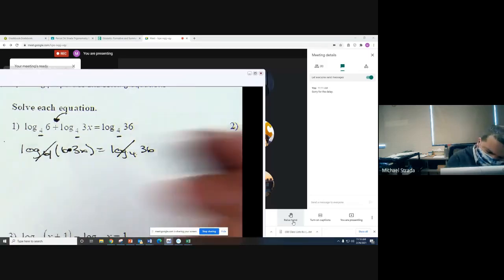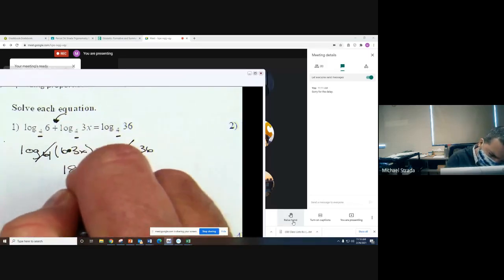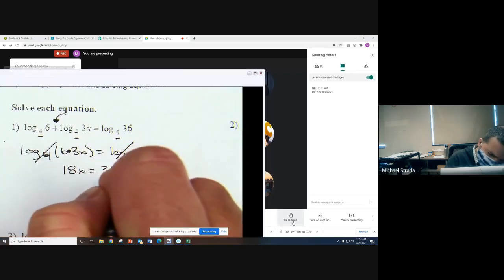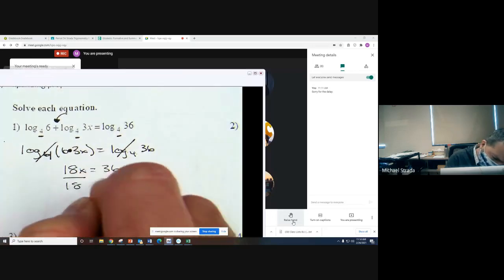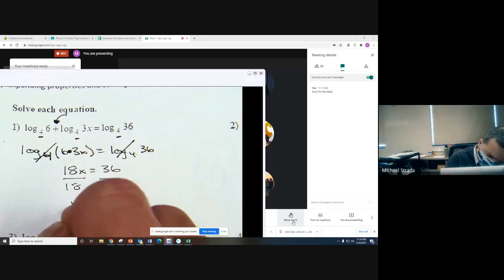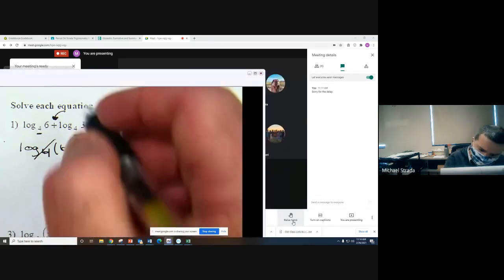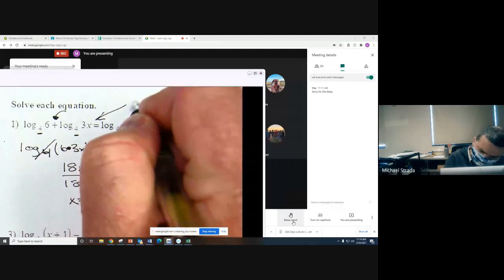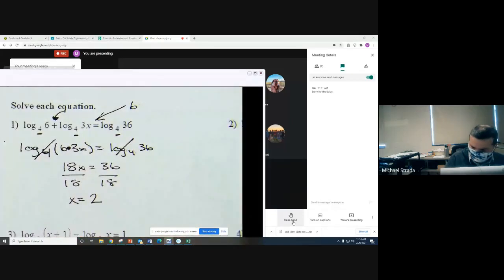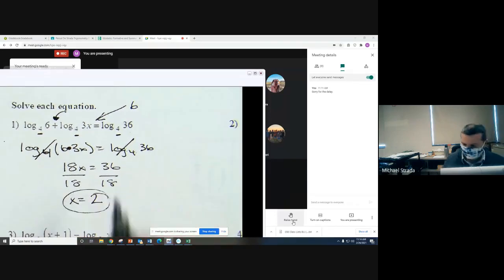6 times 3x is 18x. So now we got the equation 18x equals 36. We divide by 18 to undo the multiplication, and we get x equals 2. The one thing you do want to make sure is you plug it back in to make sure you don't have a negative number. If I plug it in there, I got 3 times 2, which is 6. So I'm good to go with x equals 2.